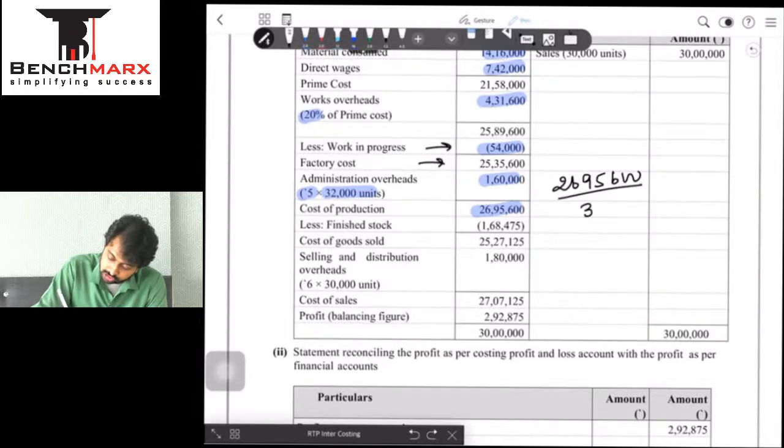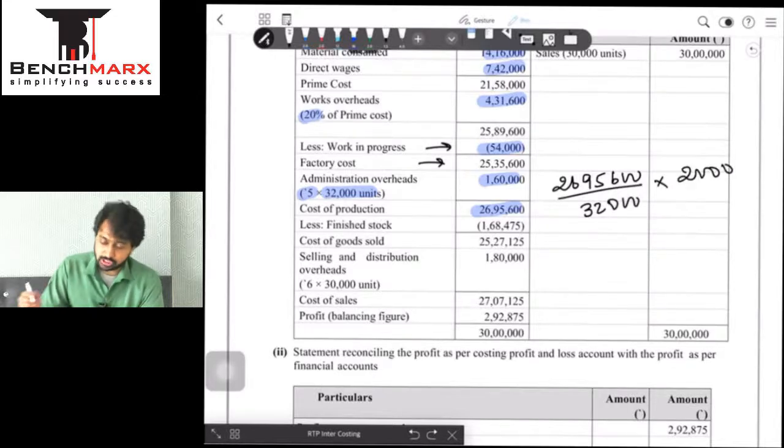This is for goods produced, 32,000. How much will be for closing stock? That is 2,000, and this is how I will get the closing stock. Calculate it on the calculator, you should get this answer, and this is how I get my cost of goods sold.